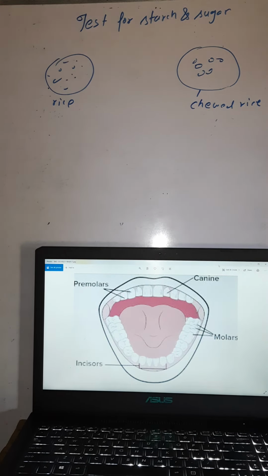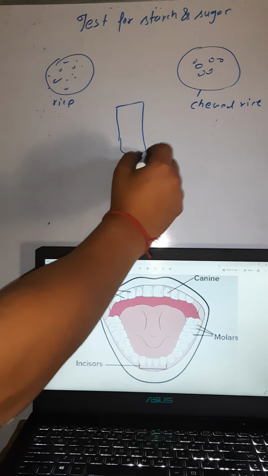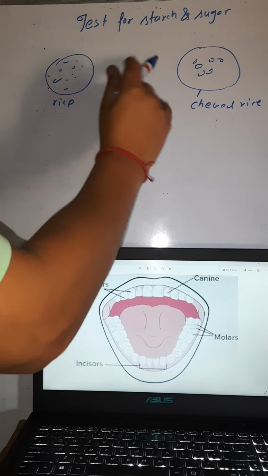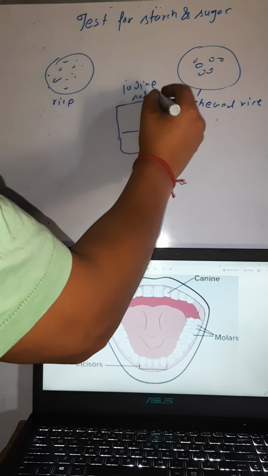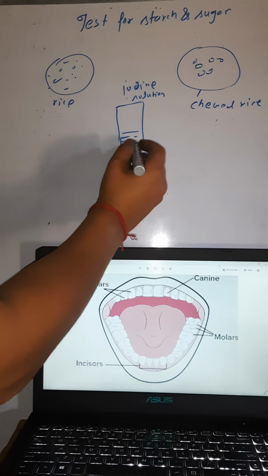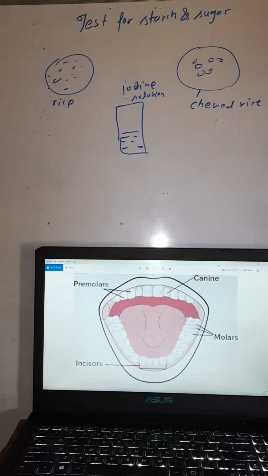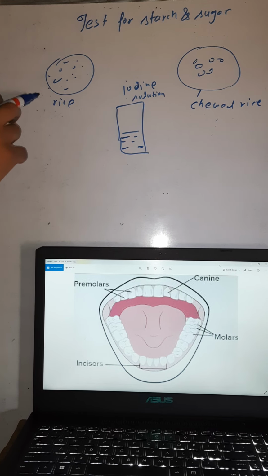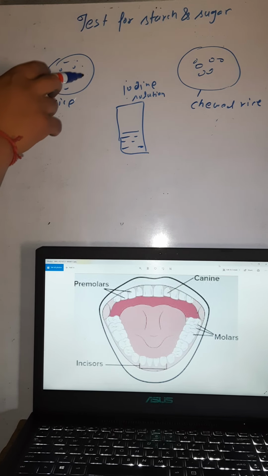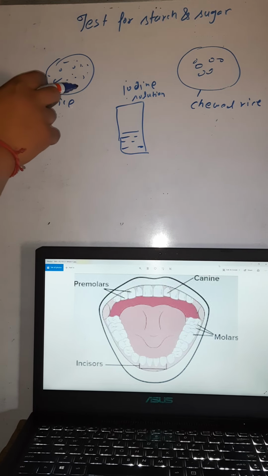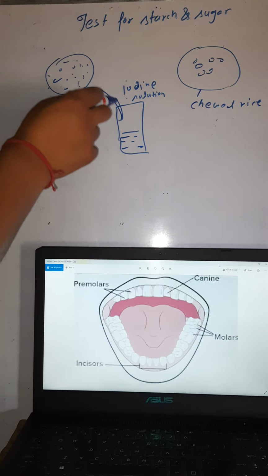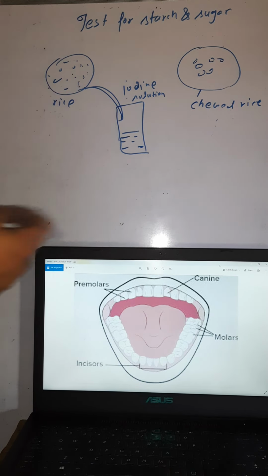Now you have iodine solution. Let's say this is the iodine solution, which is, I think, orange in color, reddish brown. When you add some iodine solution to the rice which contains starch, suppose this is the rice and you are adding iodine solution there, your iodine solution would become blue black.